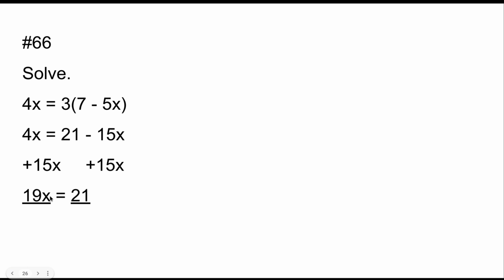Next, we need to get x by itself. So we will divide by 19 on both sides. And x equals this really long decimal. So let's round it to 1.11.